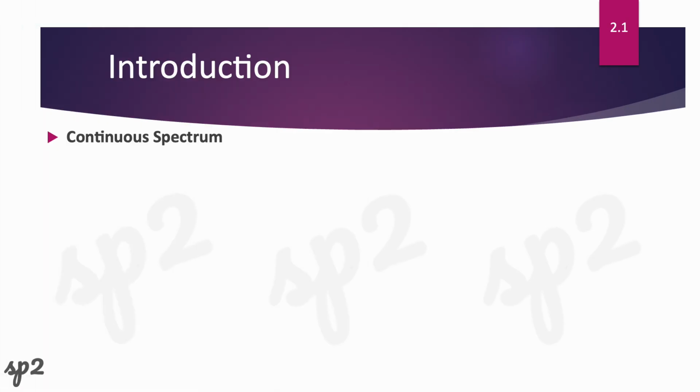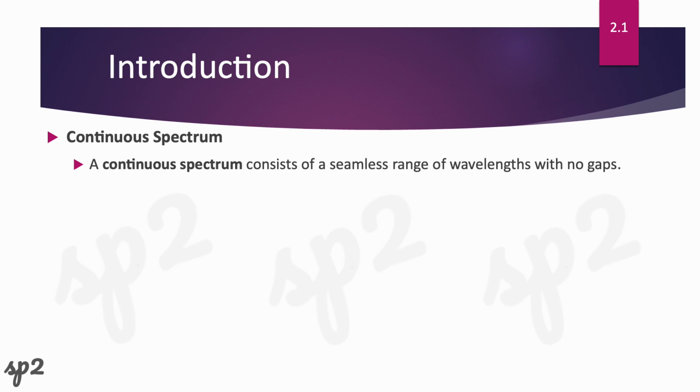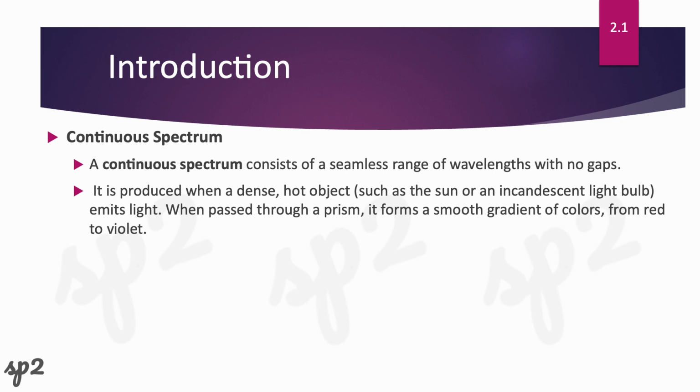For the other two common terms, the continuous and line spectrum, that's what I have for you on this page. Starting with the continuous spectrum, it typically consists of a range of wavelengths with no gaps between them. It can be produced by a very hot object, let's say the sun or a light bulb. If the light passes through a prism, it forms a really nice gradient of colors from red to violet.